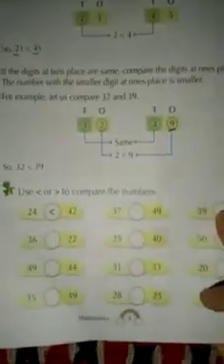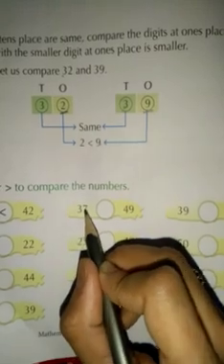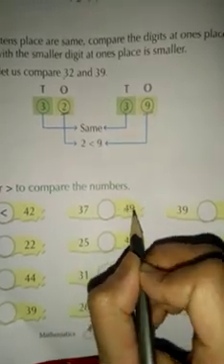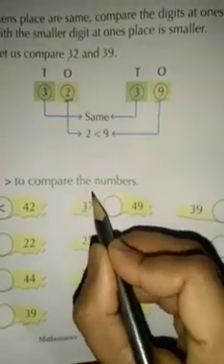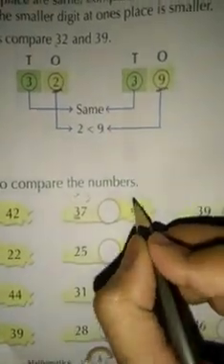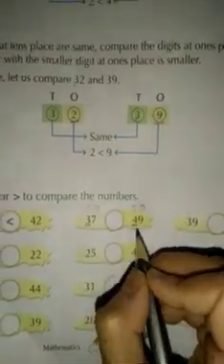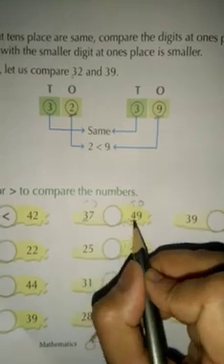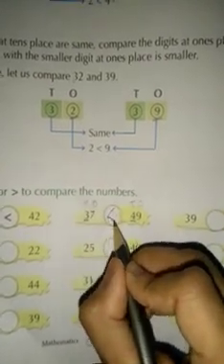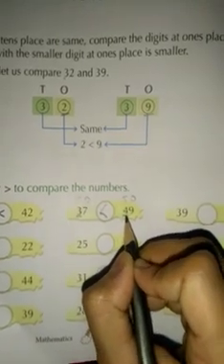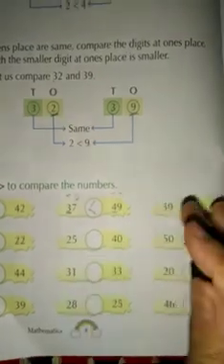Okay. Now, see here, here we have 3, 7, 37 and 4, 9, 49. So first of all, we see the tens place. This is the tens and this is the ones place. This is tens and this is ones place. So we will first see the numbers on the tens place. So 3 and 4. Which is bigger? 4. So we'll put the greater than sign towards 4. So 37 is smaller and 49 is bigger.